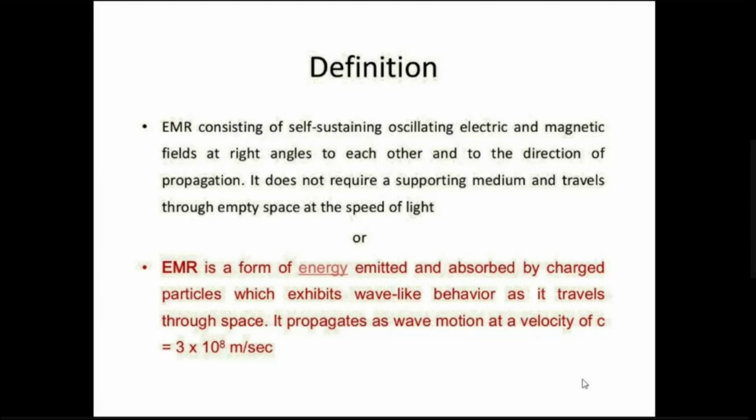Okay. Then there is an alternate definition. Electromagnetic radiation is a form of energy emitted or absorbed by charged particles which exhibit wave-like behavior as it travels through space. It propagates as wave motion at a velocity of c equal to 3 into 10 raised to 8 meter per second. So this is the velocity of light, and light, as we know, is also a form of electromagnetic radiation. So this is the definition of electromagnetic radiation.